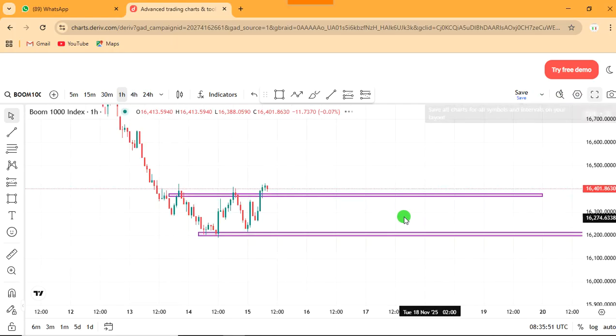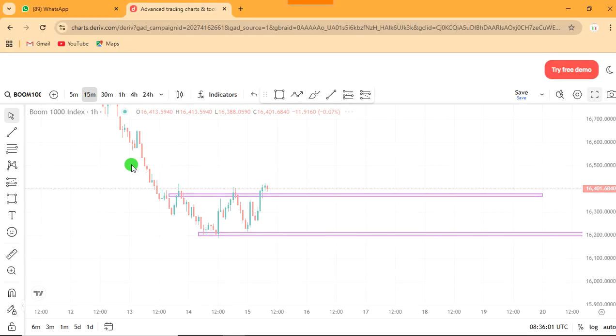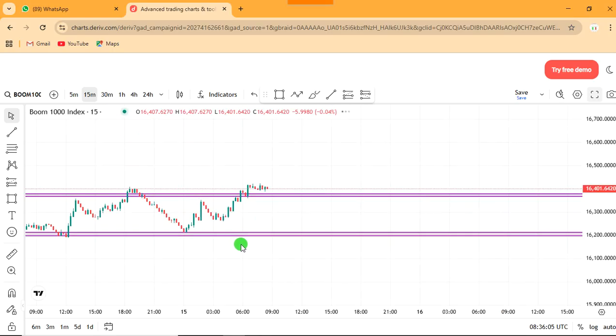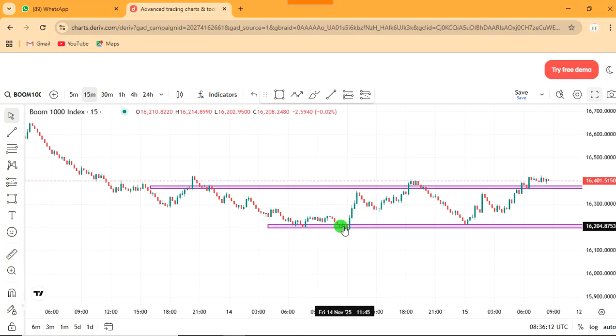Let me explain why I took this trade. This was my previous zone that I marked as my previous low. If we check it on the 15 minutes, it was touched more than, I think, 3 or 4 times, so I marked that as my zone. This is my recent low. Let me go back. I think it was touched somewhere here. Yes, it was touched somewhere here.